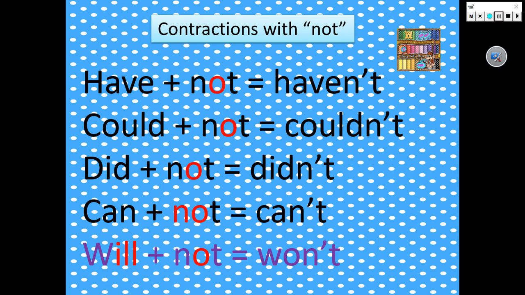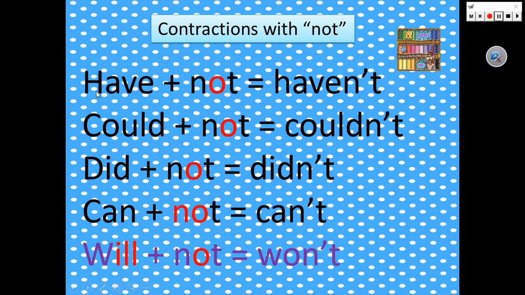Alright, now contractions with not. These can be tricky because we've got some rule breakers in here too. But the first one is have plus not, and that equals haven't. The letter you take out is this O, which is the first vowel. Okay, and you just put the apostrophe in its spot. Could not equals couldn't. Same thing, take out the O, put the apostrophe in its spot.